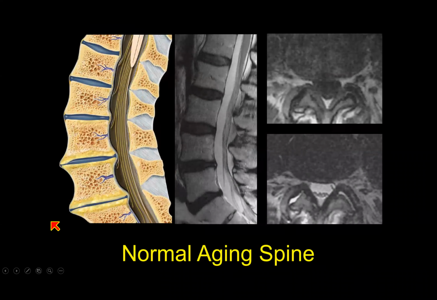Now, there is such a thing as normal aging spine with anterior osteophytes and loss of disc height that we may see, with a little bit of degenerative changes predominantly anteriorly. It's thought of as normal aging.